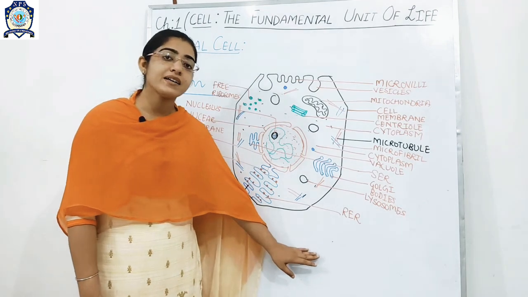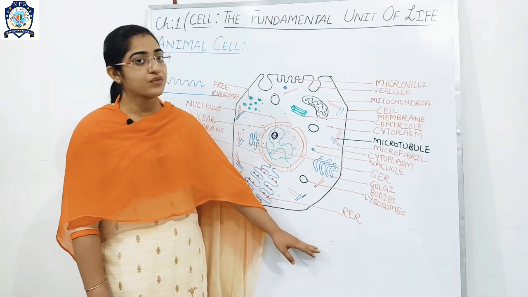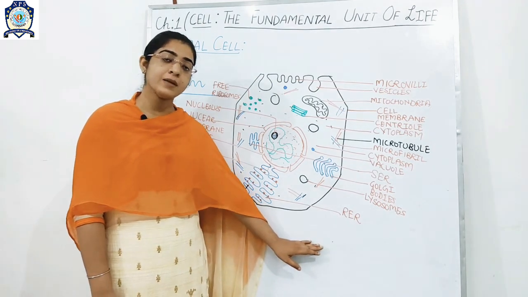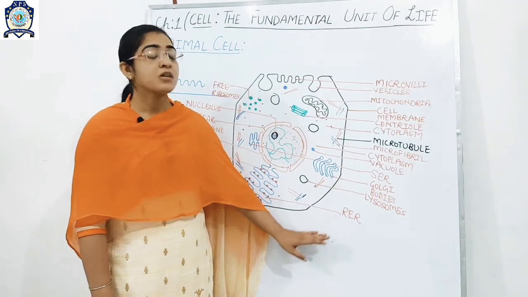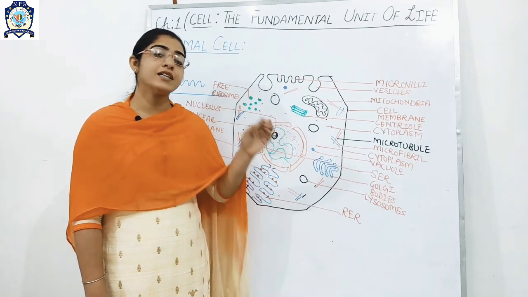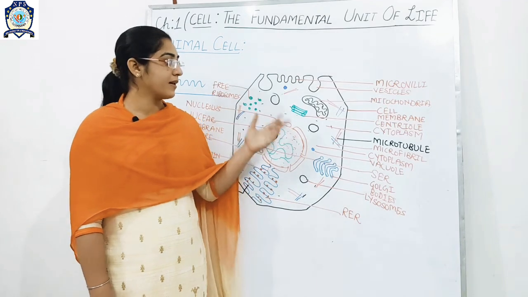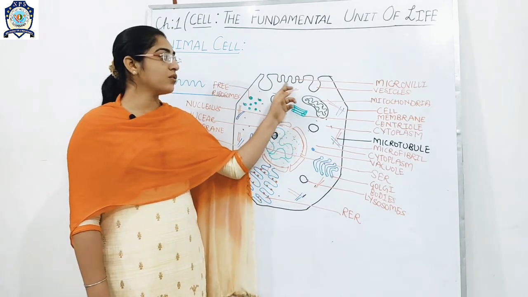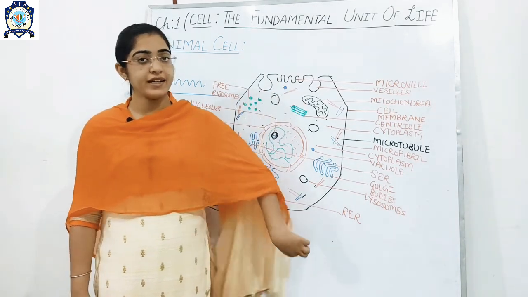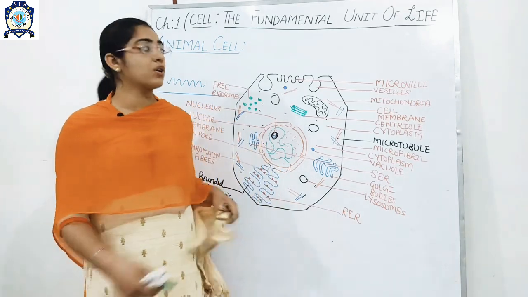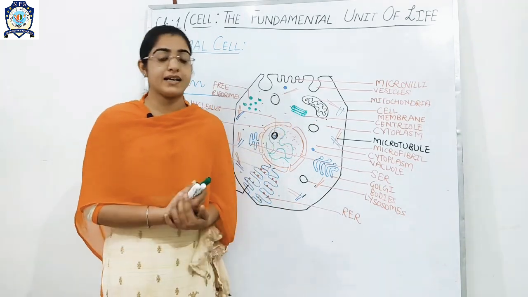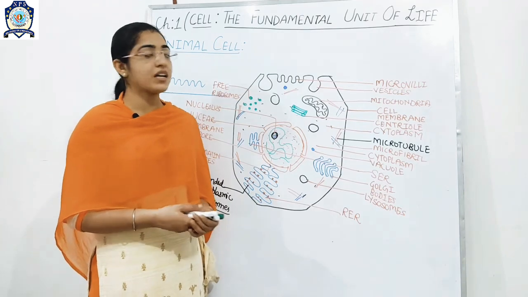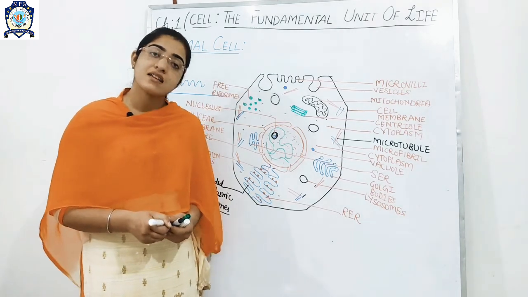So this black boundary, or the outer boundary of the cell, is called the plasma membrane. The plasma membrane provides support to the cell. After that, the membrane on its outer side has some foldings, and these foldings are called the microvilli, and the function of these microvilli is to increase the surface area.